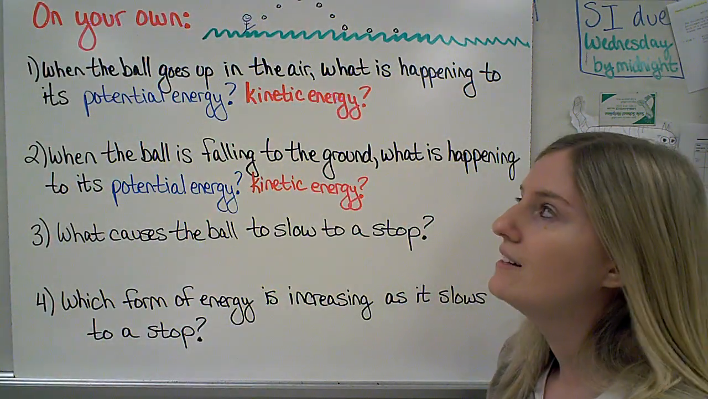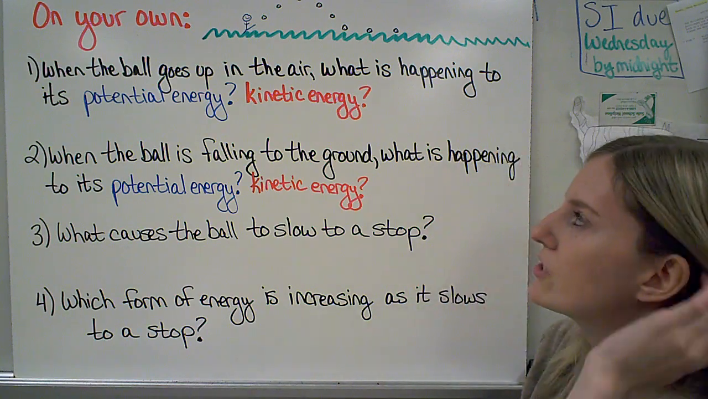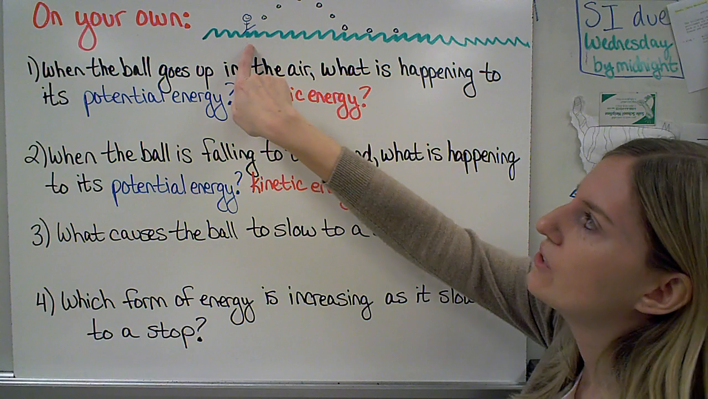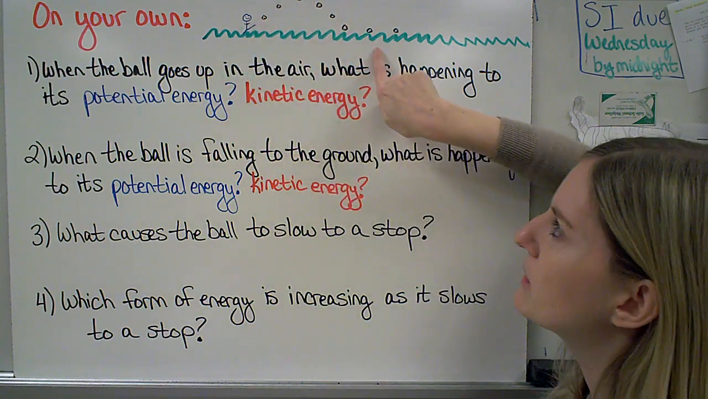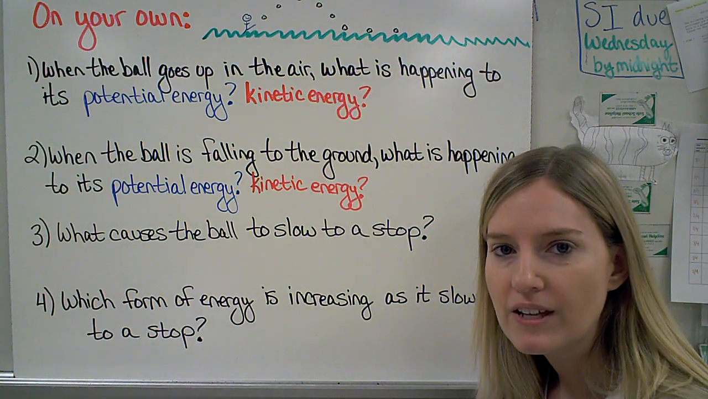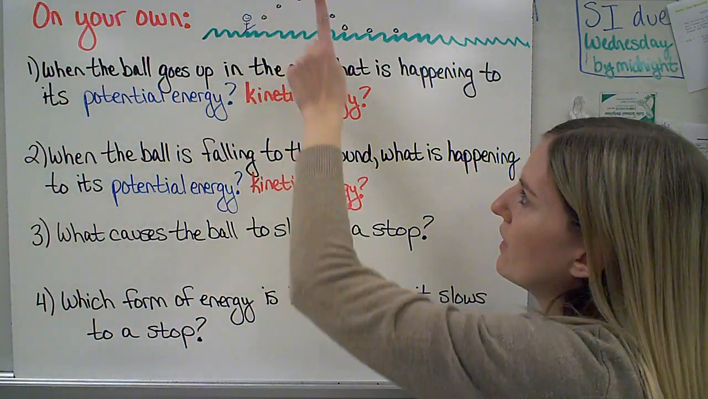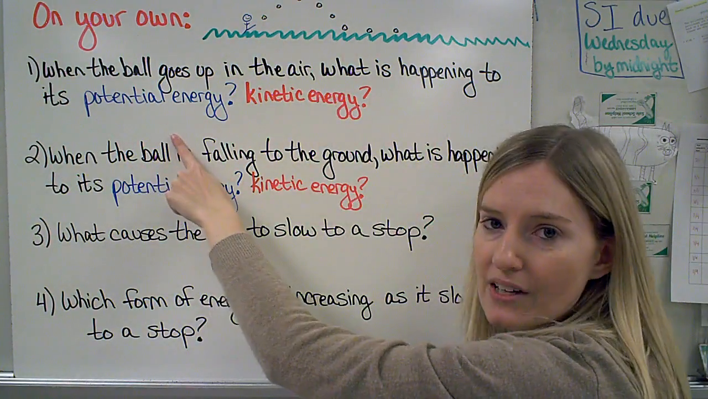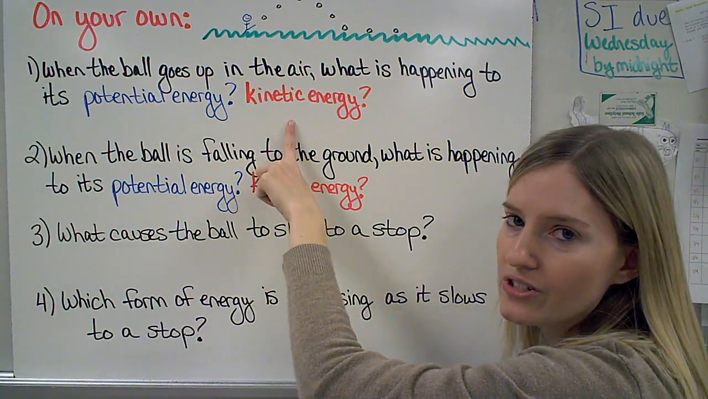For this last slide, I want you to think about an everyday type of situation. So imagine that you kick a soccer ball up into the air, it comes down, it rolls a few meters, and then it comes to a stop. Here are some questions I want you to write down the answers to in your notebook. Number 1, when the ball goes up in the air, what is happening to its potential energy? And then what is also happening to its kinetic energy?